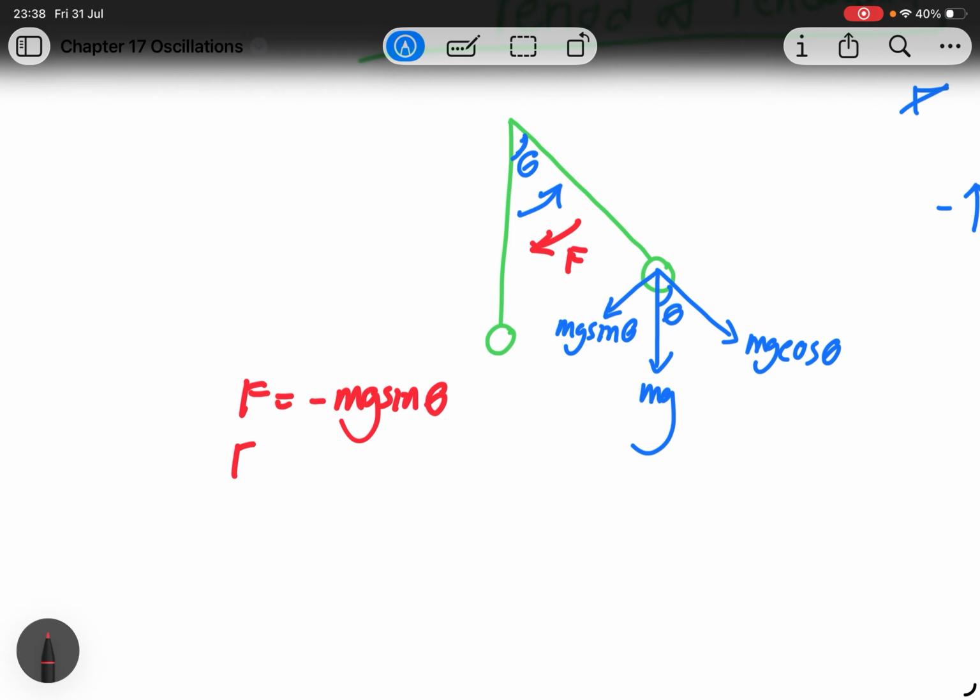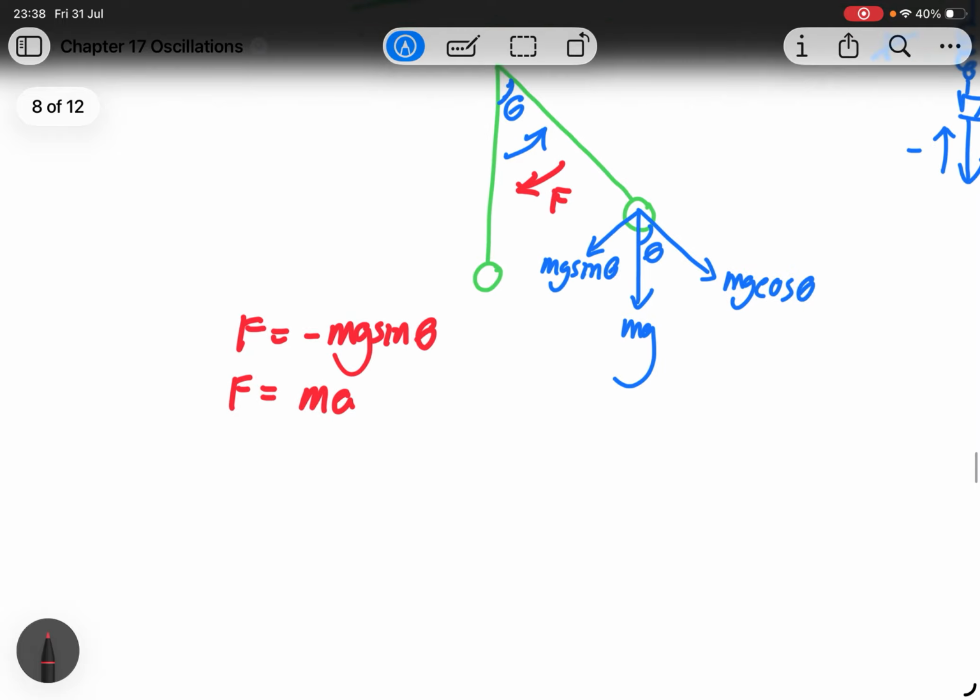And of course we have F equals ma. So a equals negative g sine theta.